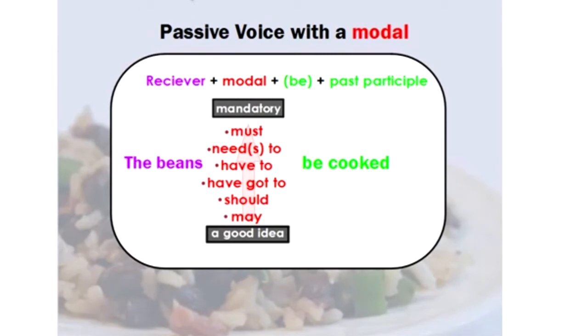Now, when I use a modal, I always use be, because after these modal verbs, we always use a base form verb. Always. So be is the base form verb. Okay? So, if I want to be emphasizing how important it is to cook the beans, I can say the beans must be cooked, or the beans need to be cooked. If it's a good idea, I can say, well, the beans should be cooked, but in this context, it's absolutely necessary, so the beans must be cooked is an example. Okay, so those are the different modals that we can use.